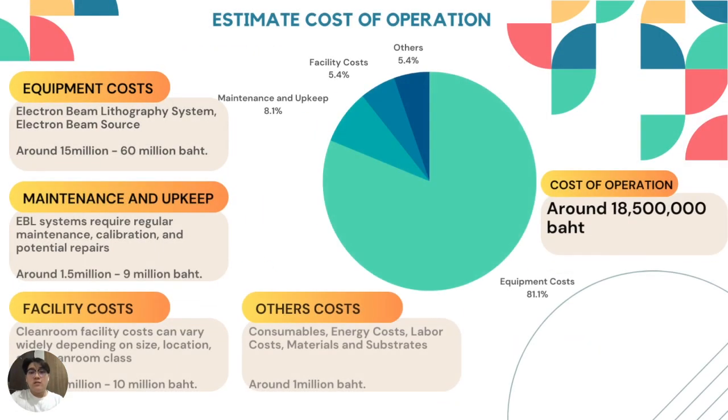The last one is the cost. Running an EBL system is projected to cost around 80,500,000 baht. This includes the price of the EBL system and electron beam source, which ranged from 15 to 60 million baht, regular maintenance, fabrication, and possible repair costs between 1.5 million and 9 million baht. The cost of the facility ranged between 1 million and 10 million baht, depending on criteria such as size, location, and clean room cost. Consumable energy, labor, and material contribute around 1 million baht.